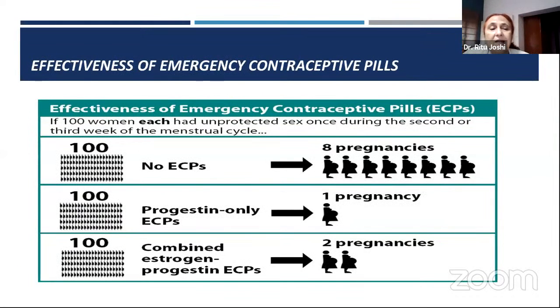So if we look at the effectiveness of emergency contraceptive pills, if there are 100 women and no emergency contraceptive pill has been taken, they would land up with 8 unintended pregnancies. But if a progesterone only emergency contraceptive pill has been taken, we have only 1. That means we prevented 7 unintended pregnancies. And if we used a combined oral emergency pill, then we are preventing 2 pregnancies.